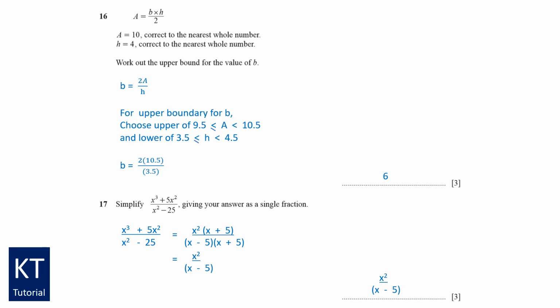In this case, you could factorize its numerator to being the product of x squared and x plus 5, and its denominator to being a product of x minus 5 and x plus 5. By removing the x plus 5 from both its numerator and denominator, the simplified expression becomes x squared over x minus 5.